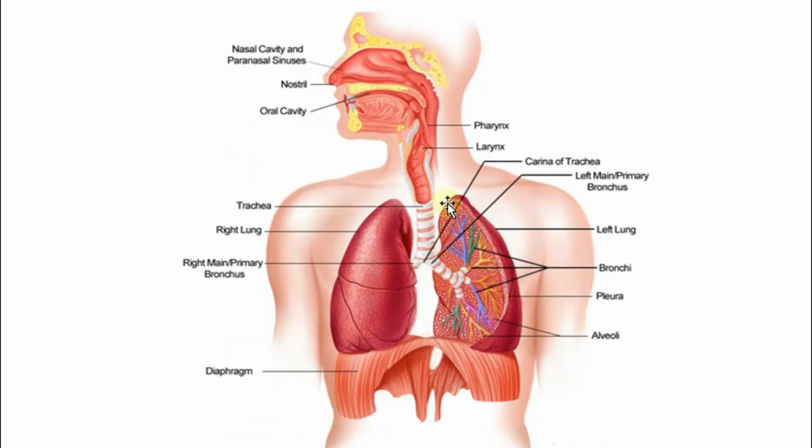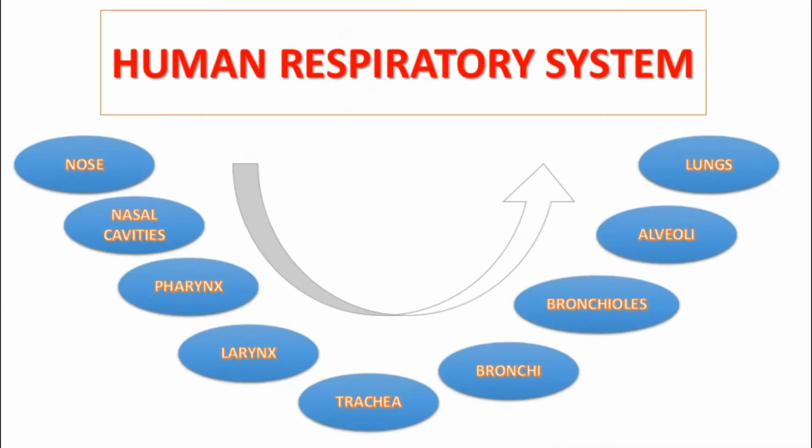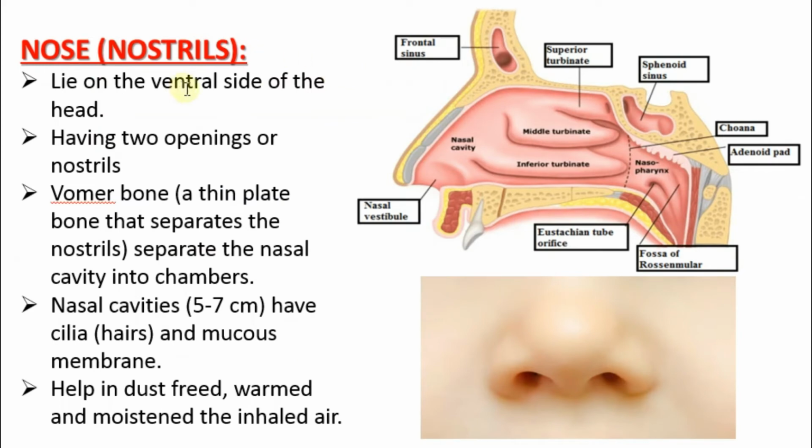See in this diagram, different organs are present. The human respiratory system is composed of, first, the nose, nasal cavities, pharynx, larynx, trachea, bronchi, bronchioles, alveoli, and lungs. Let's start from the first one, the nose.